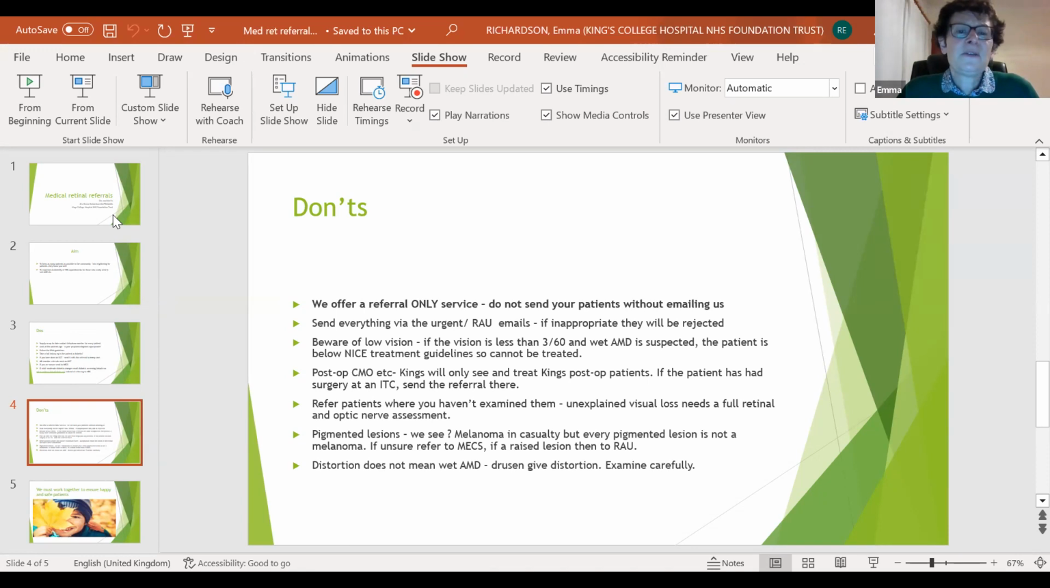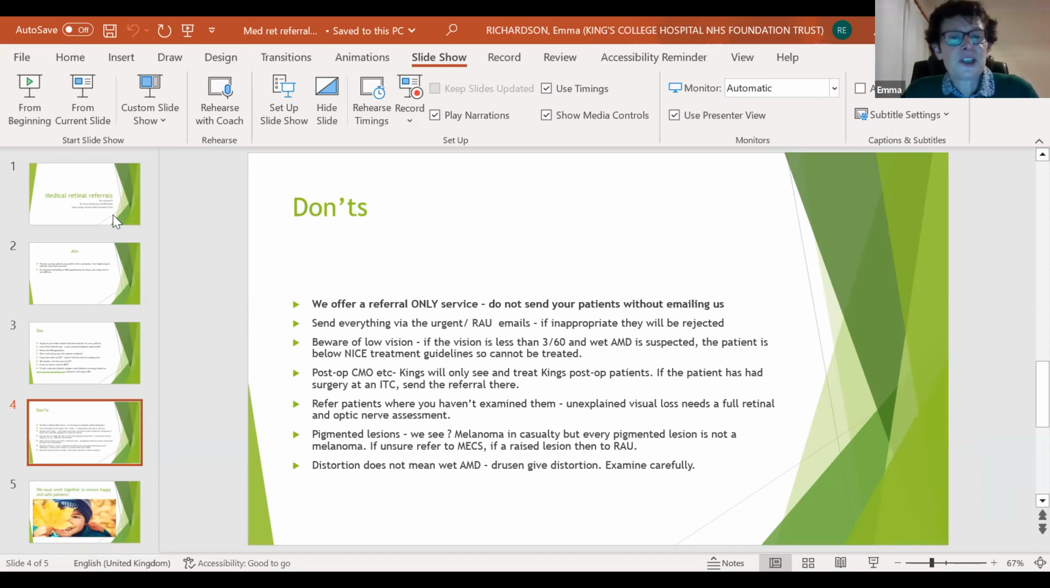Please don't send everything via the urgent and RAU emails, because if they are inappropriate, and I rejected about 6 this morning, they will be rejected and sent back to a single point of access. You know, we can't see dry AMD as urgent, and if we can't see drusen as urgent, please don't send everything via the urgent emails.